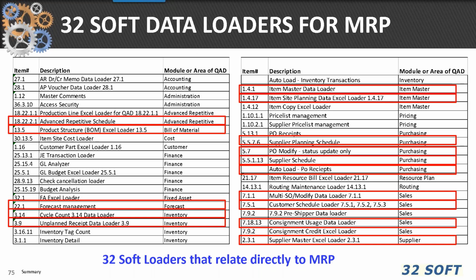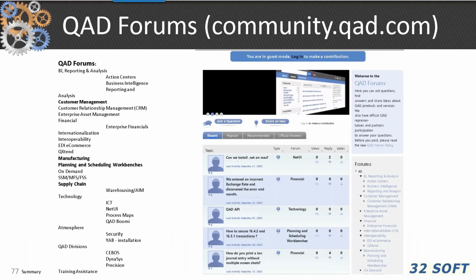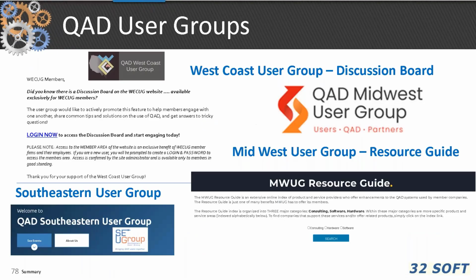MRP is one of those hard things about ERP, and you want to increase your acumen regarding MRP over time. I'd recommend these online resources, books, courses, certification, and there's lots of changes in QAD over the next many months and years with the transition to QAD's 03. Lots to learn. You can use the MRP QAD forums, QAD user groups. West Coast, Midwest, Southeast have excellent discussion and resource boards.